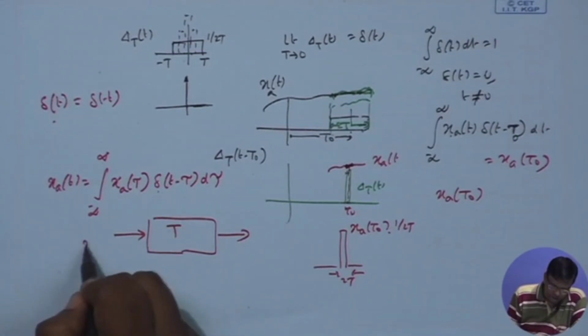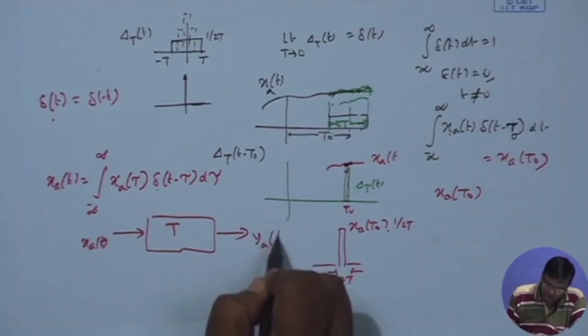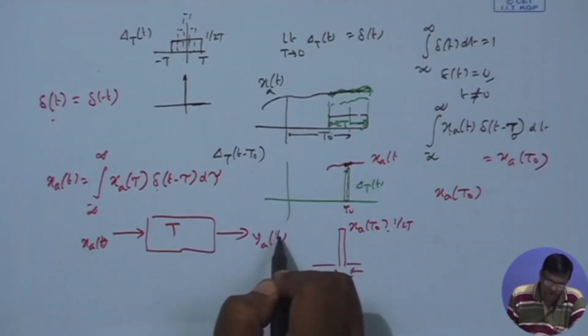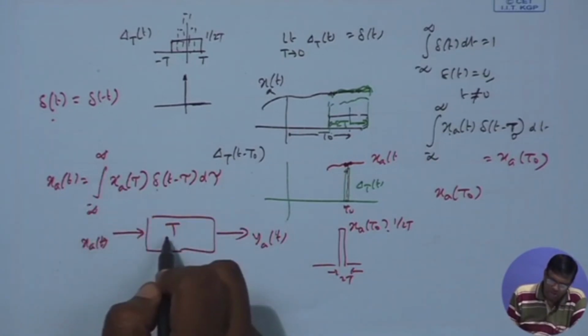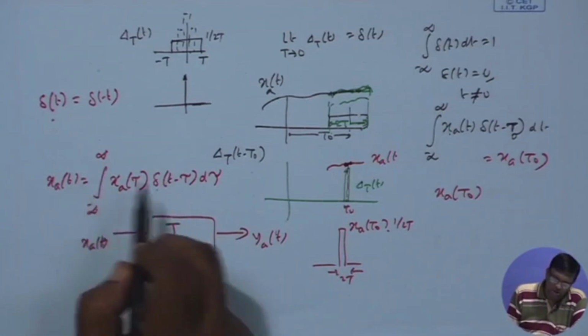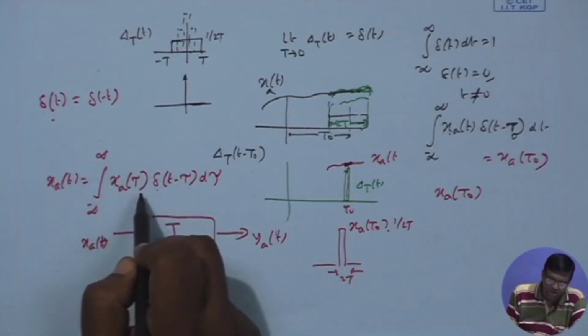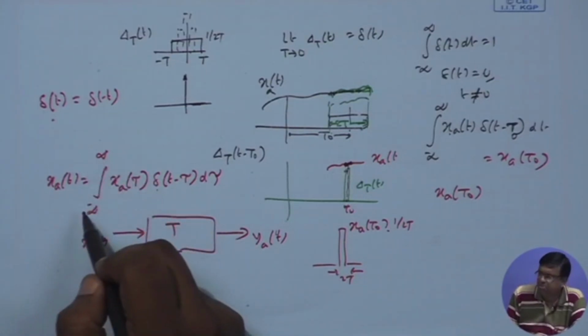This is the operator x_a(t), and this is the output y_a(t). You want to find the output y_a at a particular t of your choice. So, T working on this integral is a summation. If the system is linear, T over a summation of signals is the same as T over the individual signals, that is, the summation of the responses.